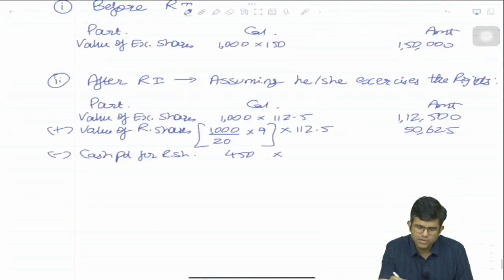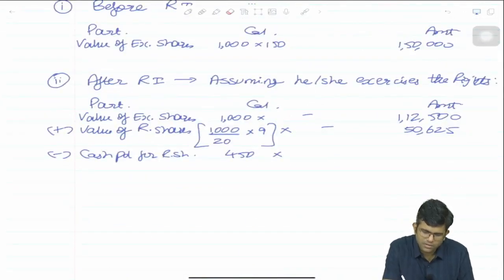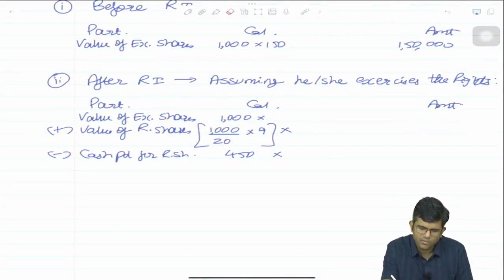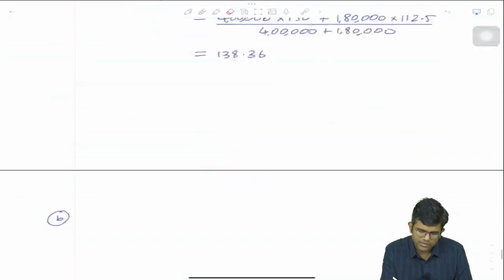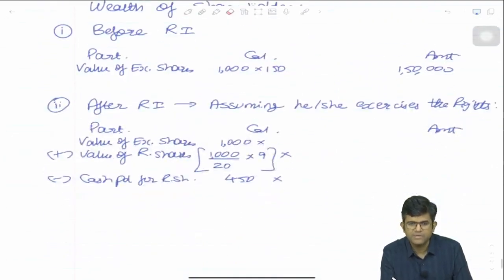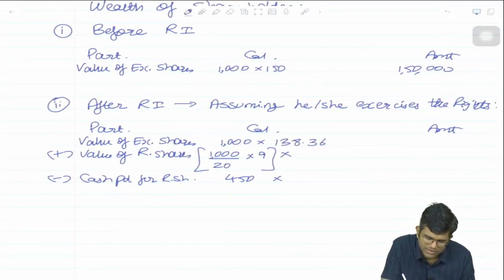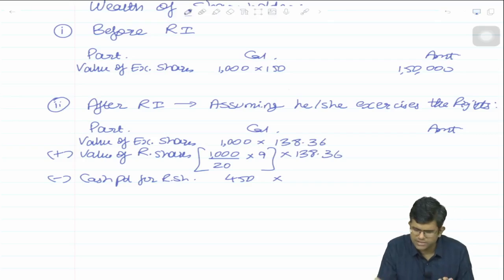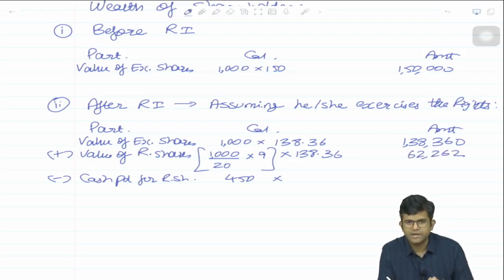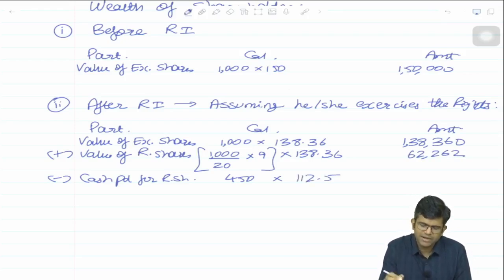Last point only. So here, I'll just remove this. And what was the number? 138.36. Students all understood now what I am saying? So here I'll write 138.36, which will be the value of all the shares he is holding. So this is 1,38,360. This is 450 into 138.36, which is 62,262. Everybody clear? 62,262.